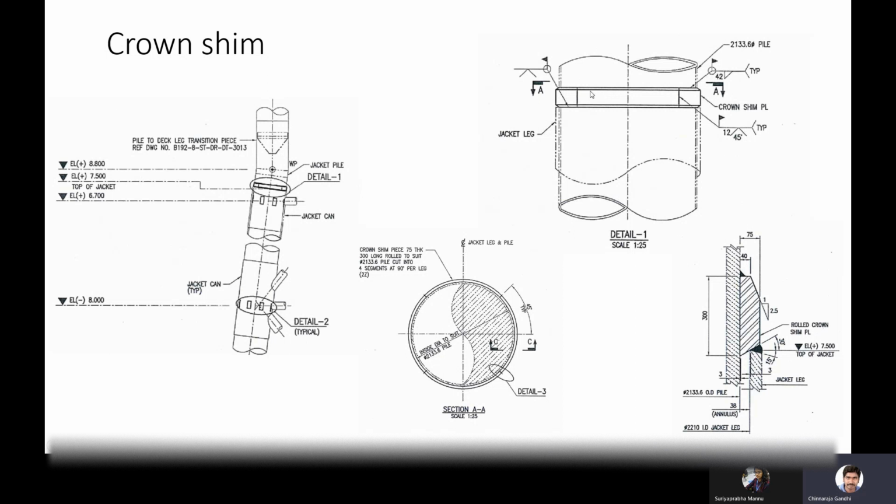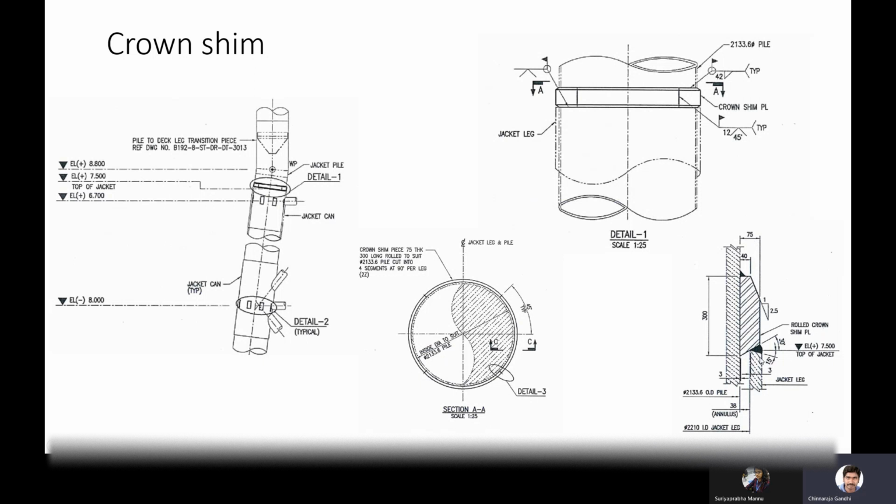As we know, we can only weld over the circumference. Apart from this, if the weld length is not sufficient, we will see how to increase it. If you see the cross section of the pile, the 75 thick, how do we calculate this? We know the annulus to annulus is 38 mm, as we already saw. Here it is, 78 mm plus the jacket leg thickness will give the thickness of the crown shim plate.